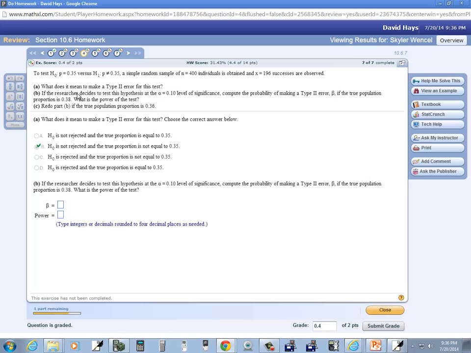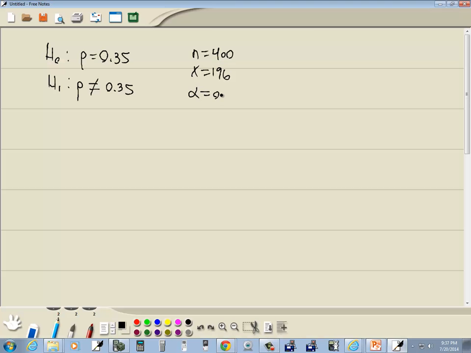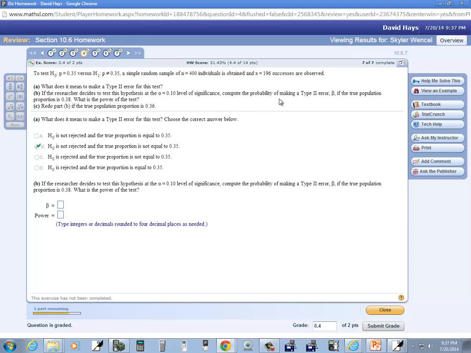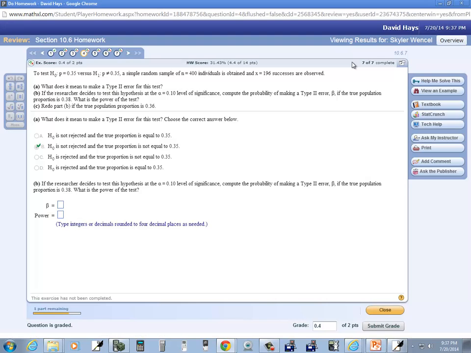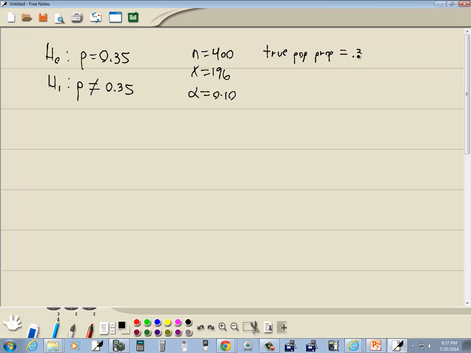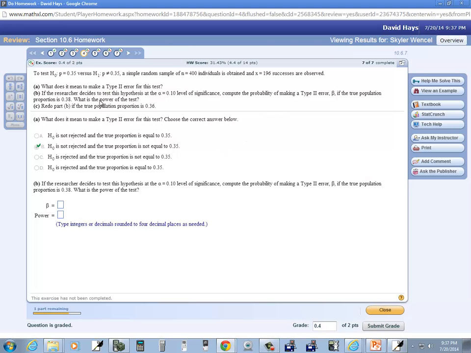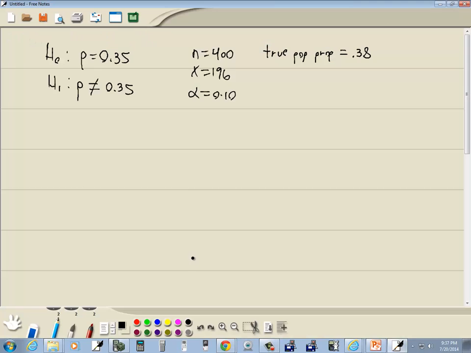Okay, let's see, B. If the researcher decides to test this hypothesis that alpha is equal to 10%, so telling us alpha is 10%, compute the probability of making a type 2 error, beta, if the true population proportion is 0.38. What is the power of the test? Okay, I won't do this one. This will give you an example. Nothing additional down there, so this is what we're given.